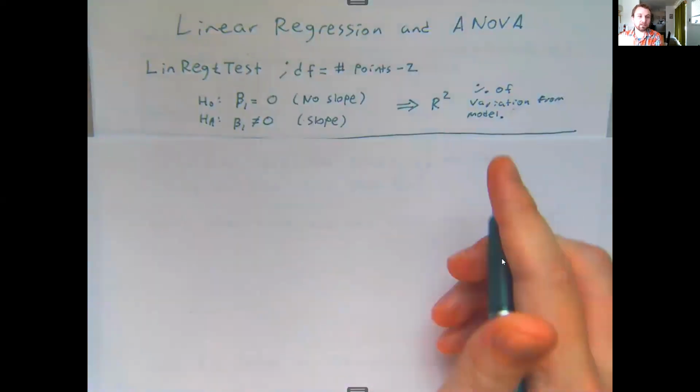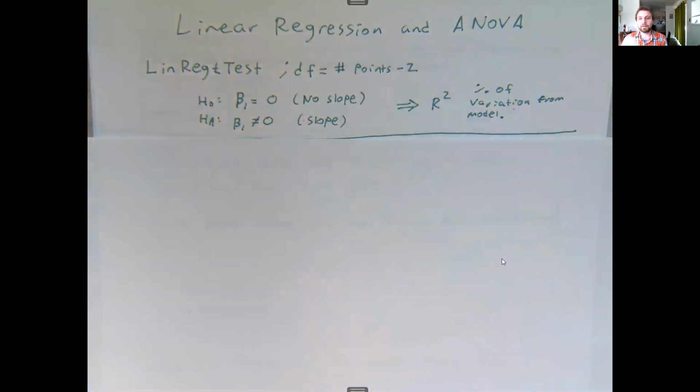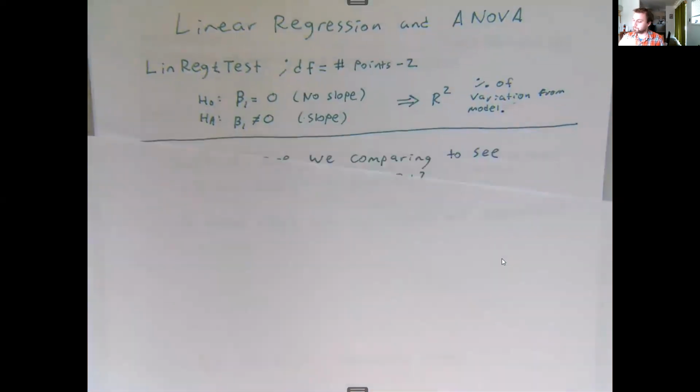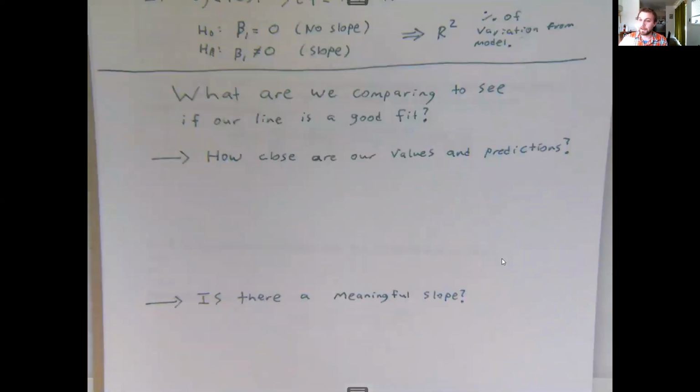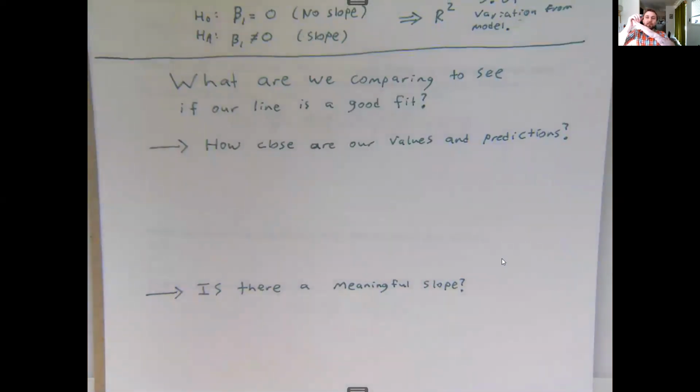So I want to look at this in a little bit more detail as to what I'm really saying here. What are we comparing to see if our line's actually a good fit? The two things we're comparing are, first, how close are our values and our predictions, and hopefully our values and our predictions are very close. Hopefully our line and our points are lining up almost perfectly. And the second thing I want to know is, is there a meaningful slope? If things line up perfectly but it's horizontal, that's telling me that there's not really a nice relationship between those variables. There's not a strong correlation going on with them.